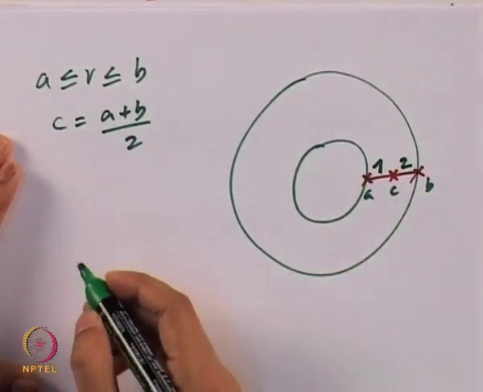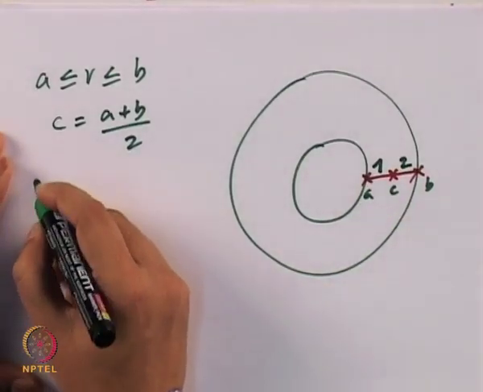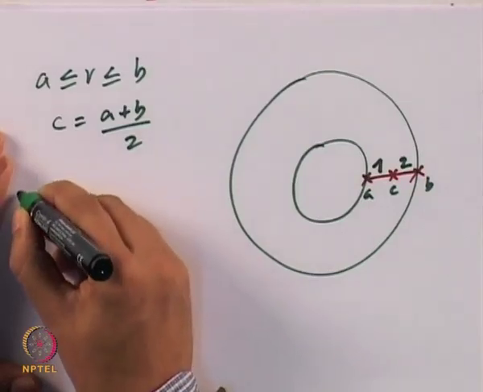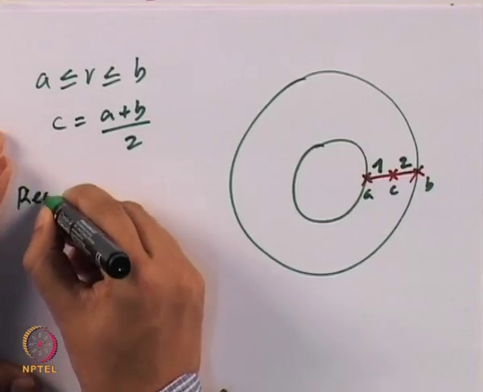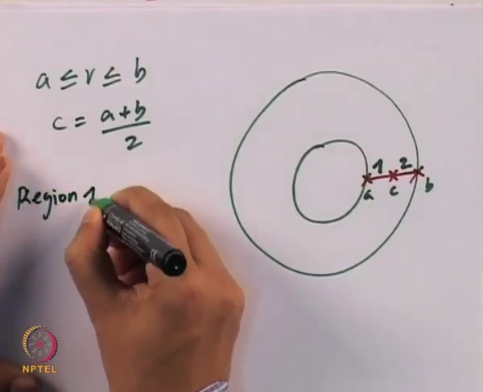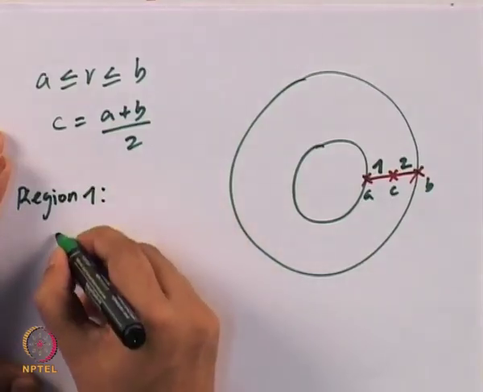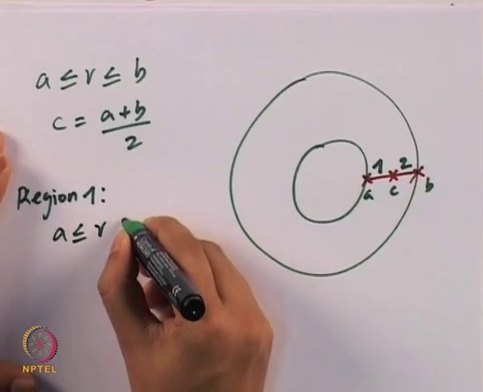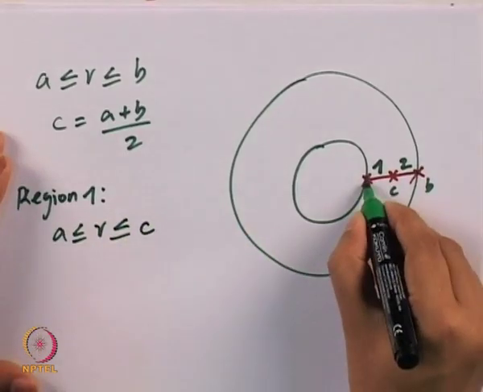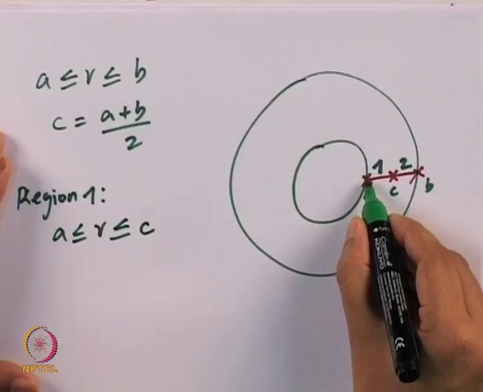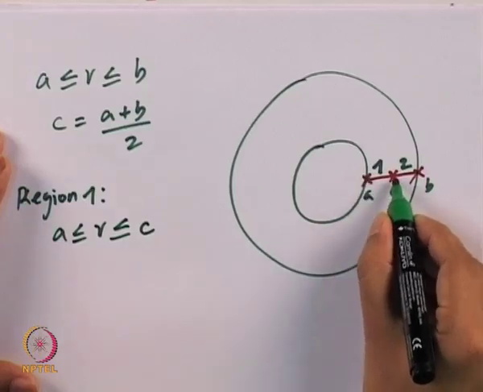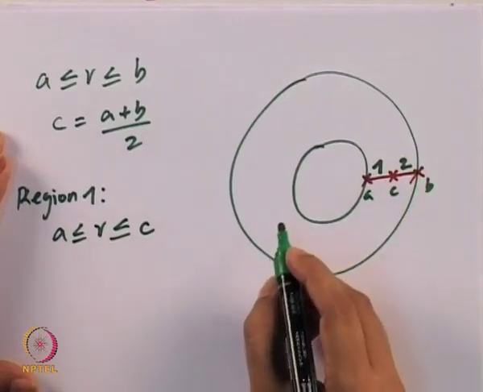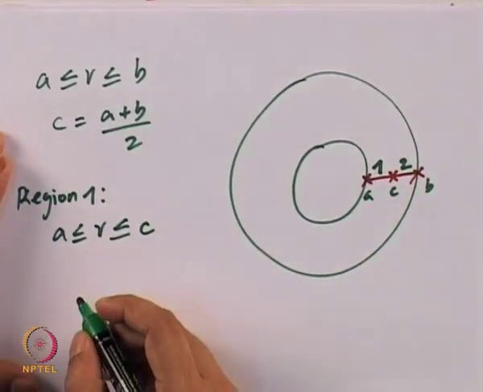Accordingly we will have two sets of values that we can compute for phi. So let me write it down. For region 1, our R value will be greater than or equal to A and less than or equal to C. So this is this region. It starts from the inner conductor and goes until the middle between the inner conductor and the outer conductor, where C is given by A plus B by 2.